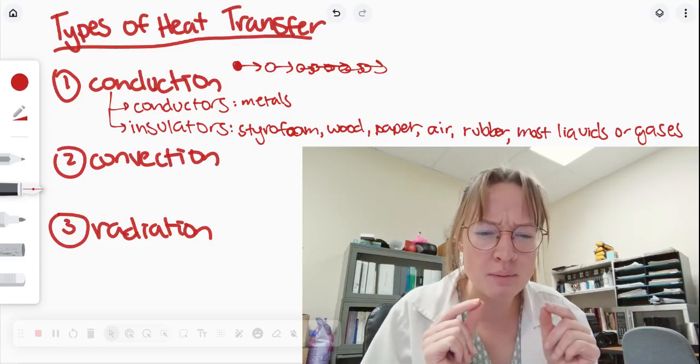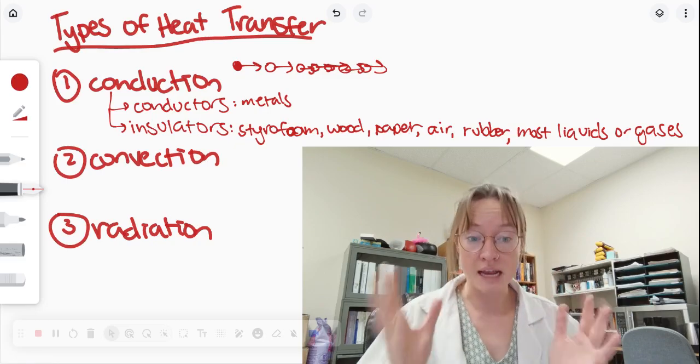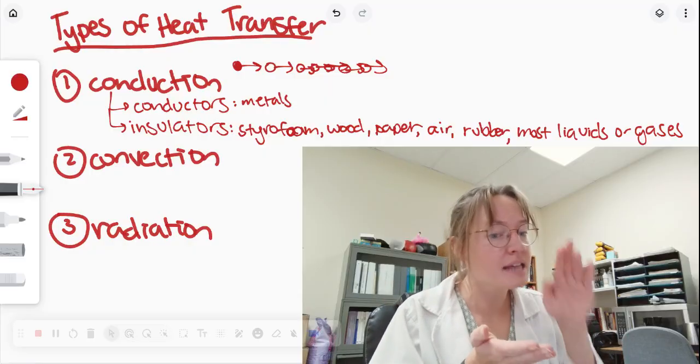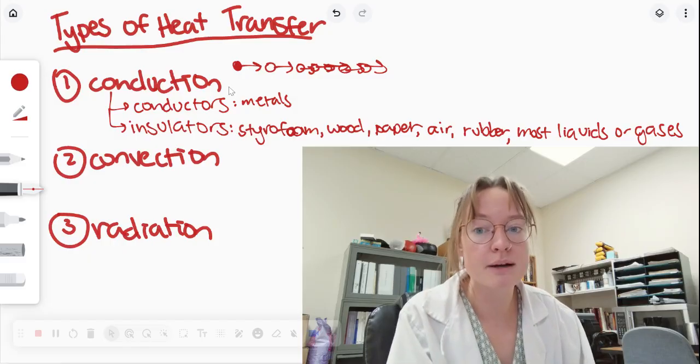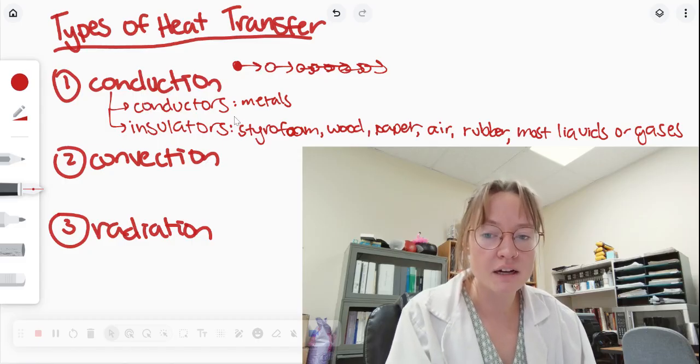Is the bath mat warmer than the bathroom tile? No, they're in the same room at the same temperature, in thermal equilibrium with each other. So the temperature of the bath mat is actually the same as the temperature of the bathroom tile. But the bathroom tile is most likely a much better conductor, whereas your bath mat is a much better insulator.